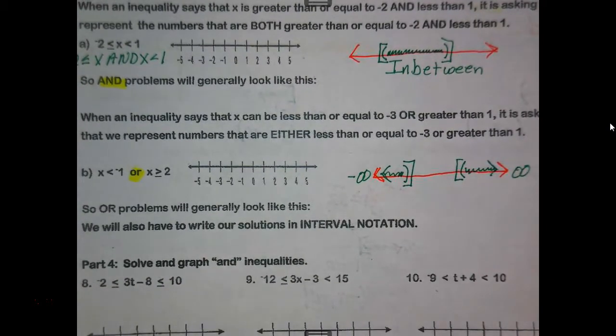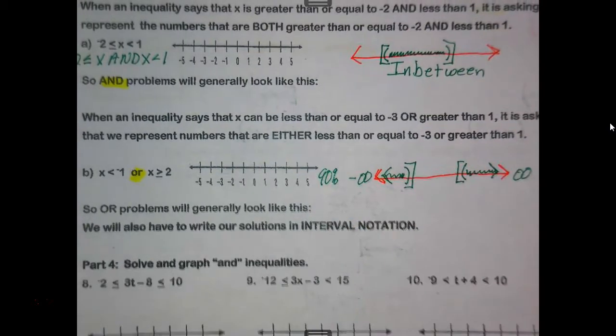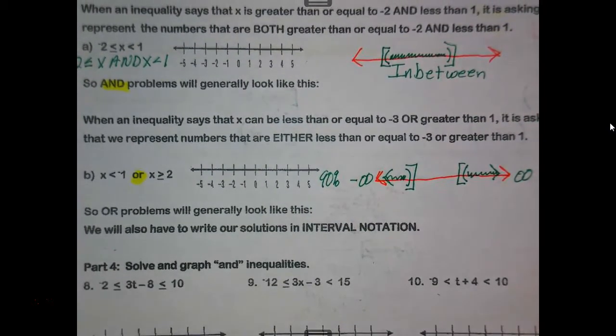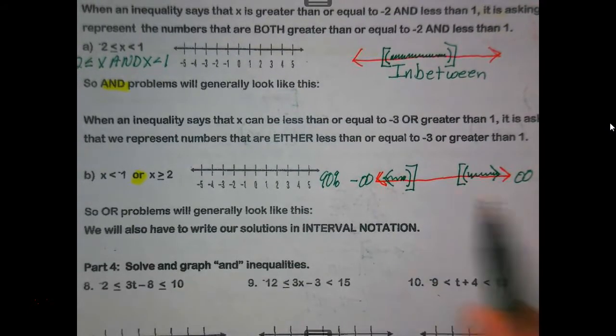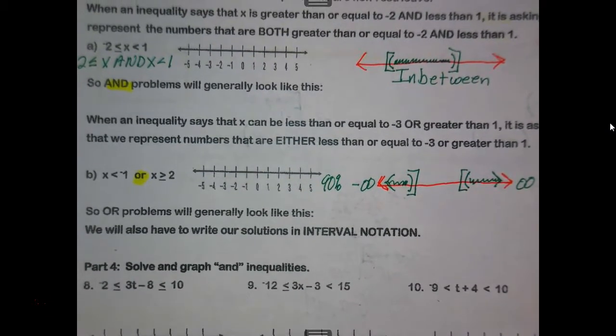Now, this is going to be 90% of the time. You're going to have an OR graph, and you're going to have this situation. I think some call it rabbit ears or something. You do whatever you want.